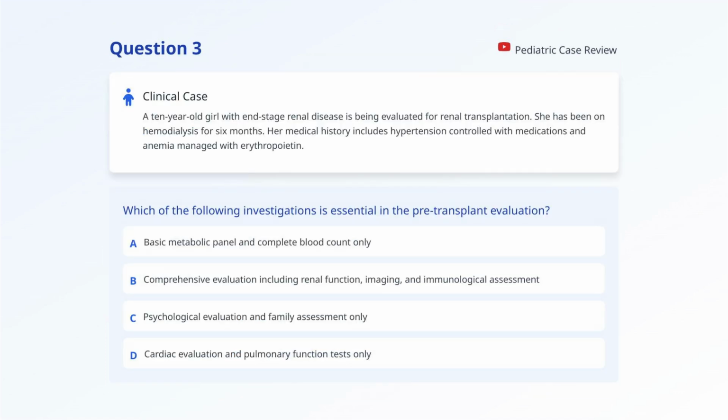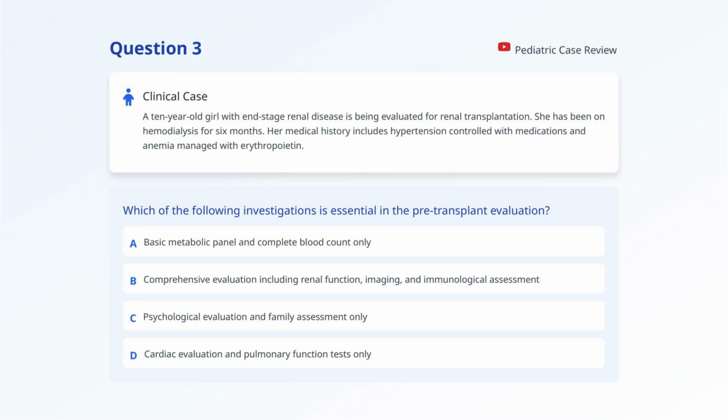A 10-year-old girl with end-stage renal disease is being evaluated for renal transplantation. She has been on hemodialysis for 6 months. Her medical history includes hypertension controlled with medications and anemia managed with erythropoietin. Which of the following investigations is essential in the pre-transplant evaluation?